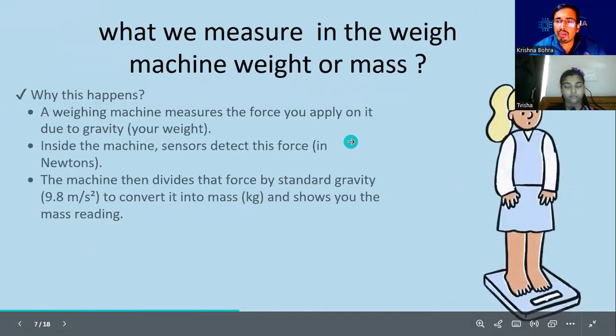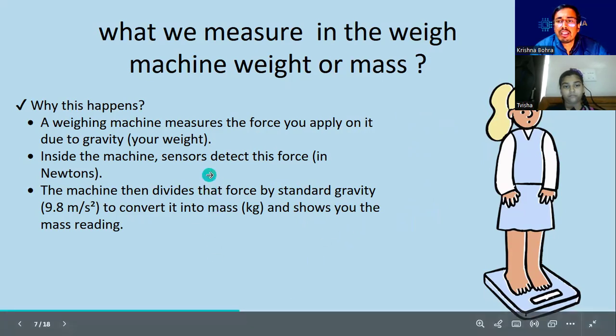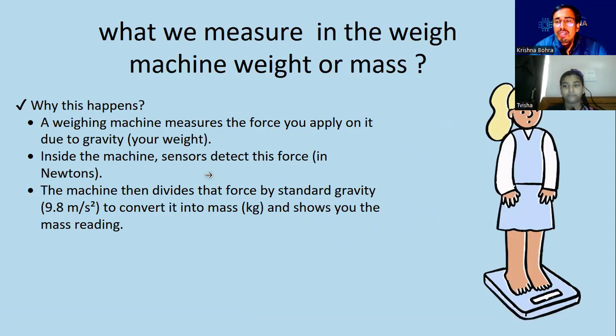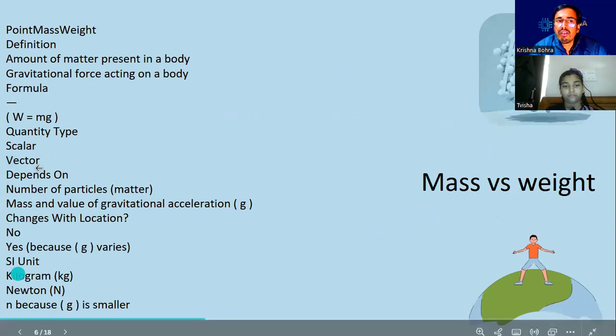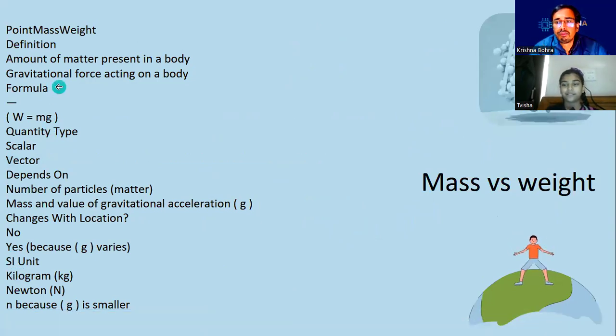So we have understood what mass is. Now there is a question: what do we actually measure? When we go to the weigh machine, we put ourselves onto it. The answer is we measure weight, but the weigh machine says you are in kg, while kg is the unit of mass and Newton is the unit of weight.